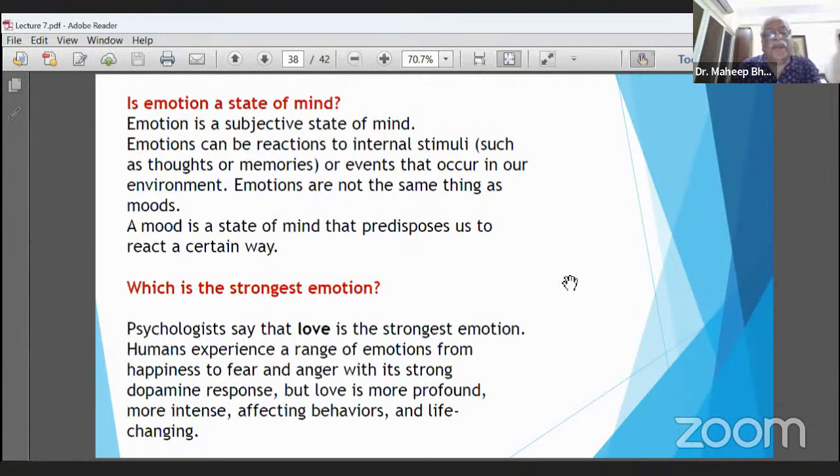But it is not exactly related to a mood. Mood is different because mood is a state of mind that you are basically showing when you are reacting to something.